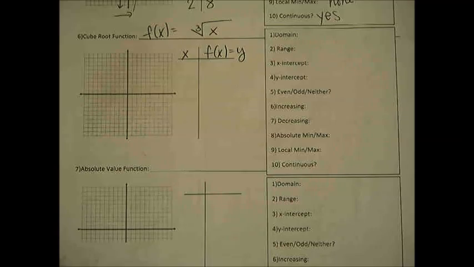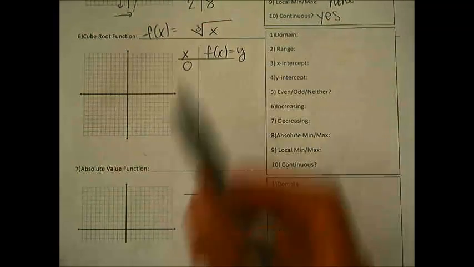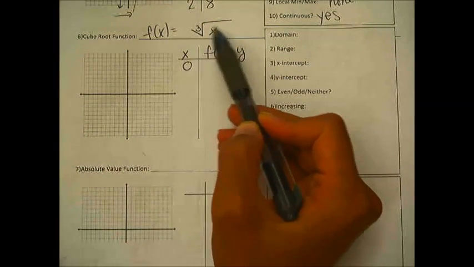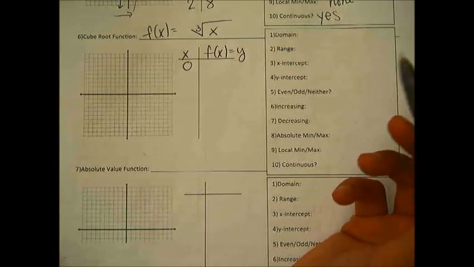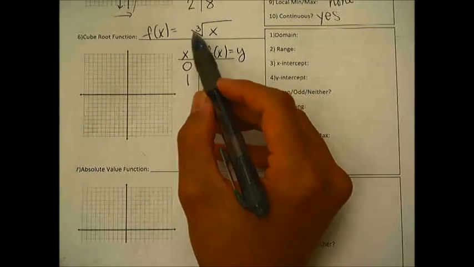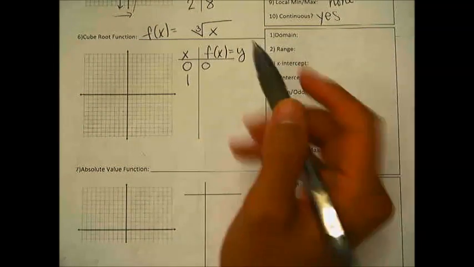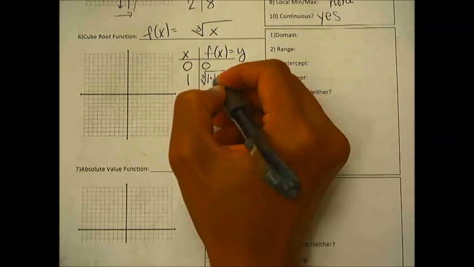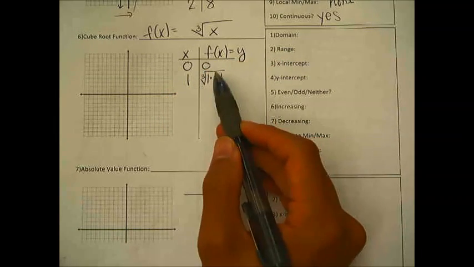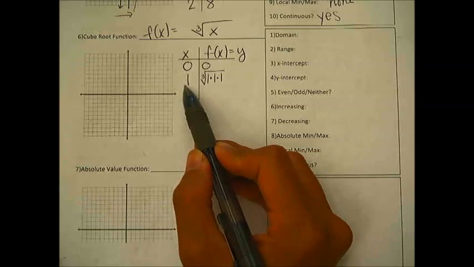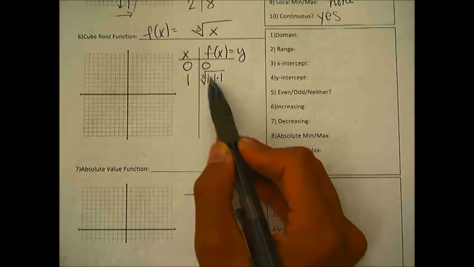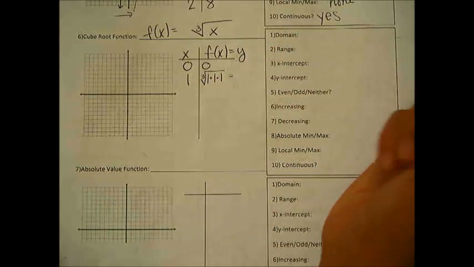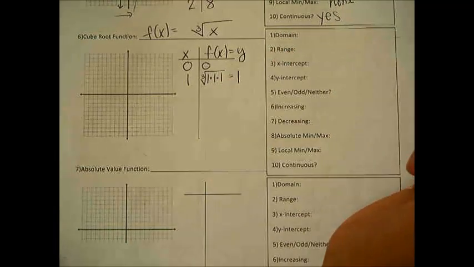So let's choose 0. Third root of 0 is 0. Let's choose 1. Third root of 1 is, remember, third root means I need 3 identical things to get it out from under the radical. Because it's 1, that means 1 times 1 times 1 is still 1. So therefore, there are 3 identical numbers there. I can pull it out, so that's actually 1.